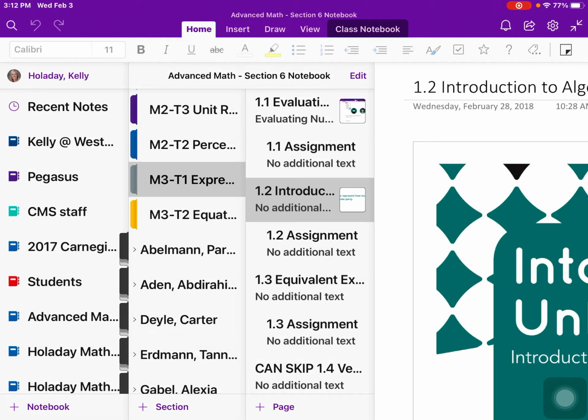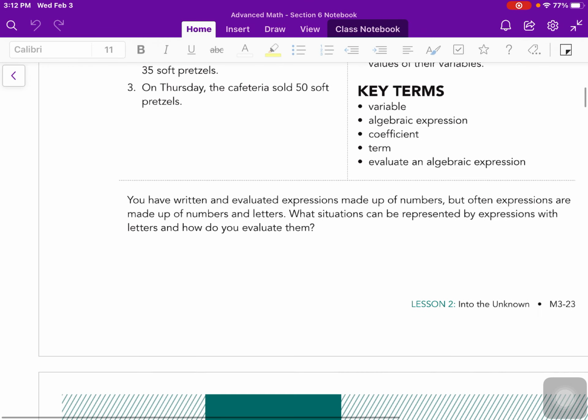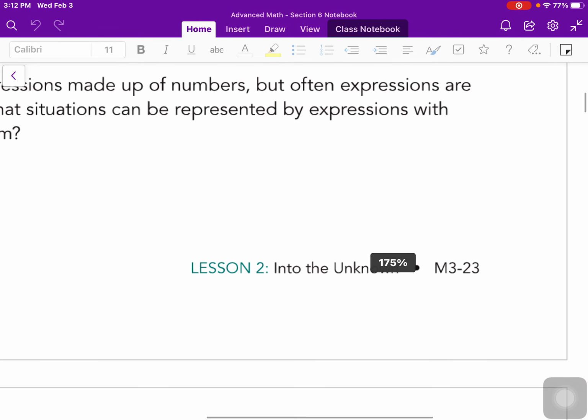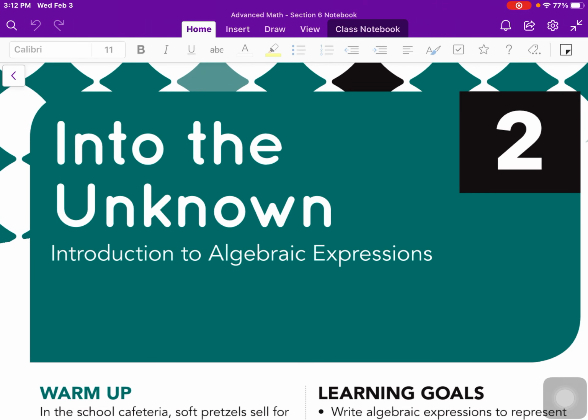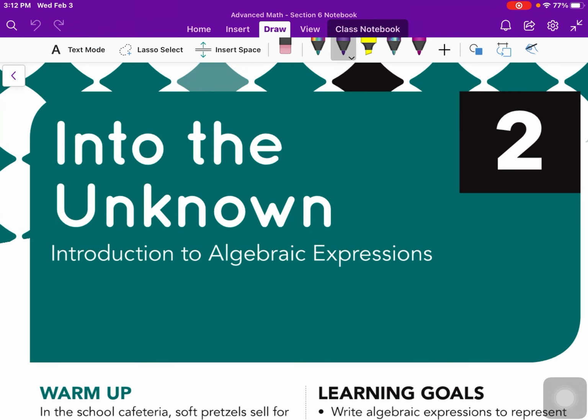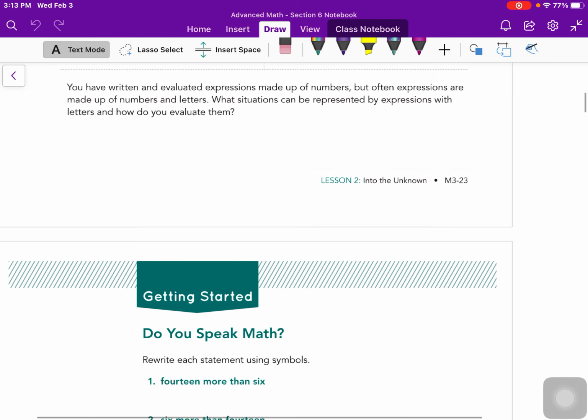Second lesson for algebraic expressions we'll cover today, and it can be found in your M3-T1 expressions tab. We're looking for 1.2 Introduction to Algebraic Expressions. If you're in the workbook, you want to begin on M3-23, Into the Unknown. All right, Introduction to Algebraic Expressions. We're going to skip through some of this here.